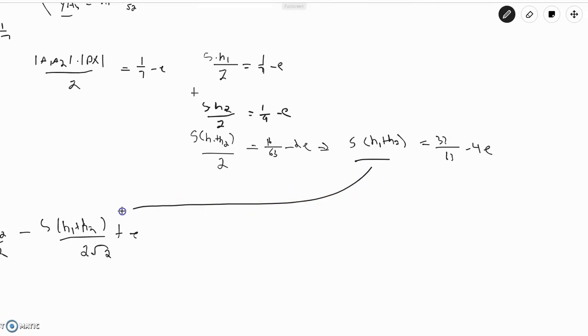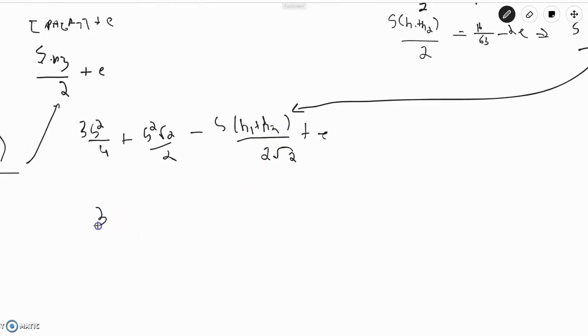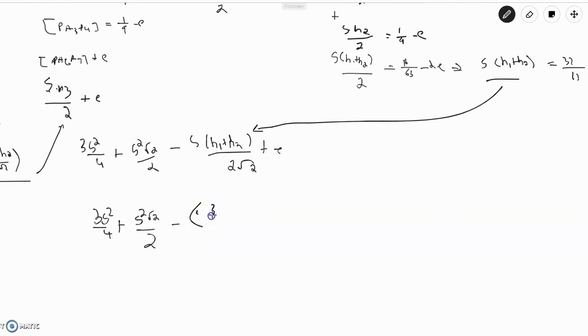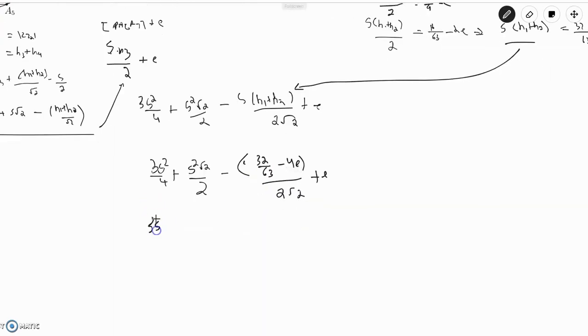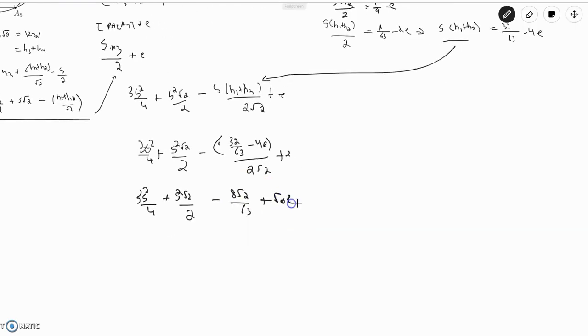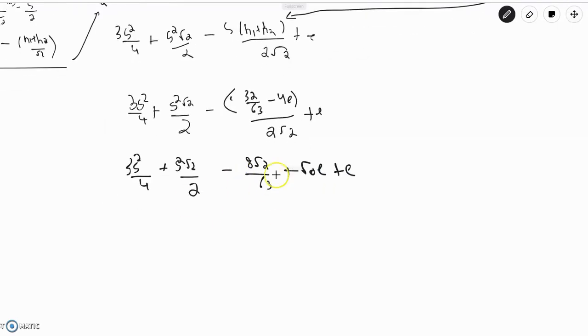We can plug this back in over here, and all we want is 3s squared over 4 plus s squared root 2 over 2 minus 32 over 63 minus 4e over 2 root 2 plus e. This simplifies into 3s squared over 4 plus s squared root 2 over 2 minus 8 root 2 over 63 plus root 2e plus e. And all we have to do is find the value of this, and we can get our answer.